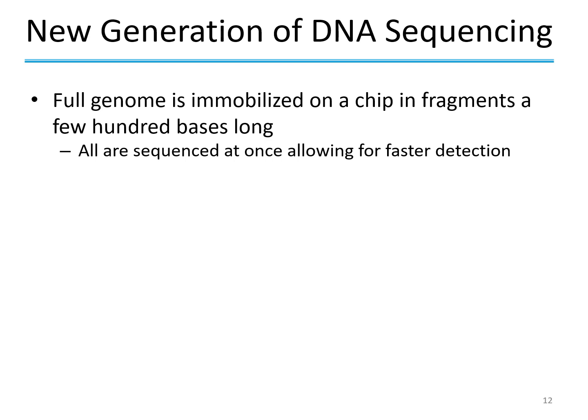Right. So there's been a new generation of DNA sequencing, and it's referred to as next-gen sequencing, and it employs microarrays. So the full genome is immobilized on chip, and it's broken up into fragments. So at each spot there's a different piece of the genome, right? And they're about a few hundred bases long. And then you can do the sequences of all these little pieces all at once, and that allows faster detection.